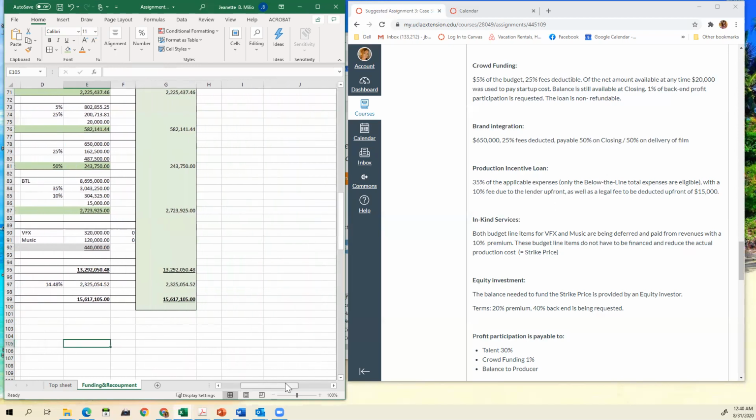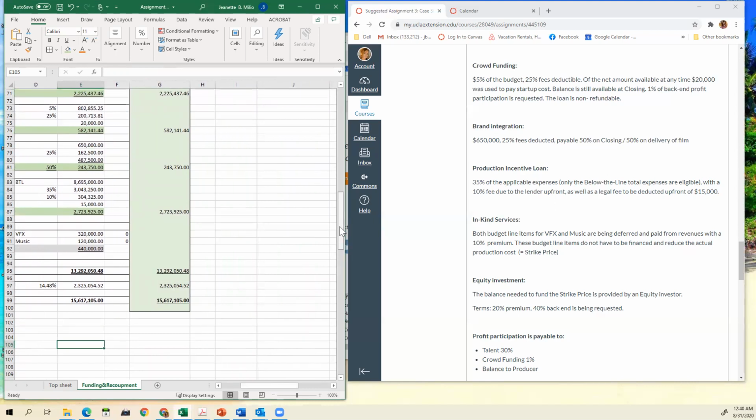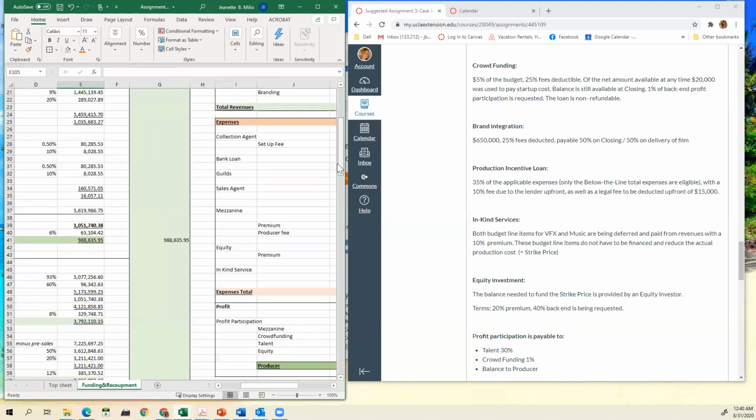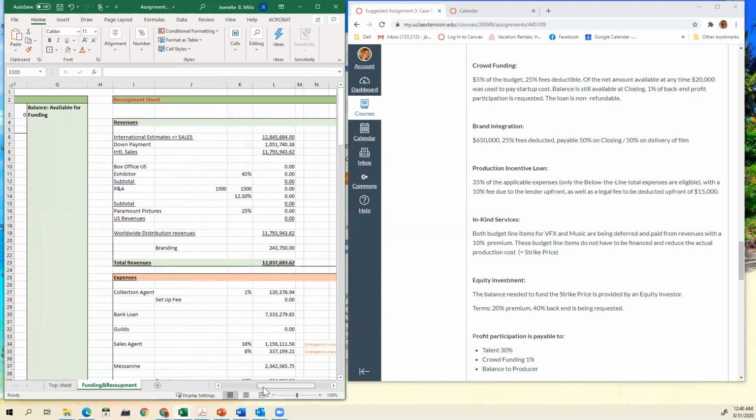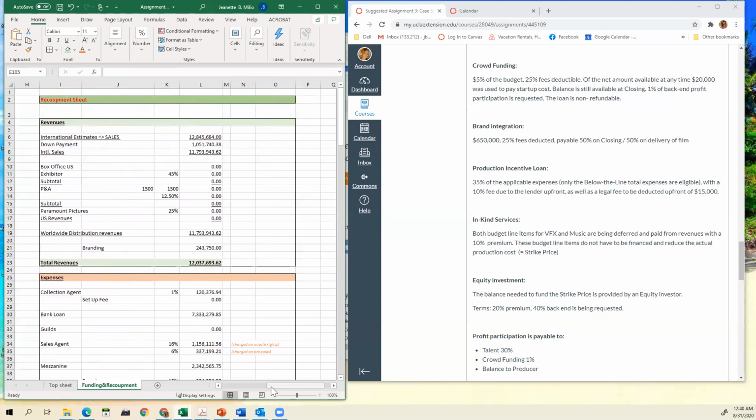Okay, so let's go up and look at a few things, especially the US. Now we're going to our recoupment schedule here. All right. So we had our international sales earlier established at 12,845,684. We received a down payment, so that leaves us with 11,793,943 in international revenue. So I'm going to make this green. This is for international. Let's look at domestic.